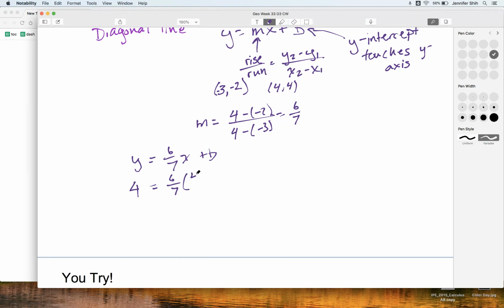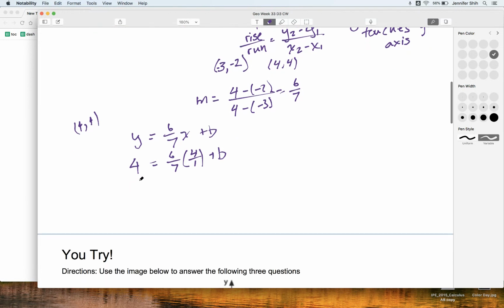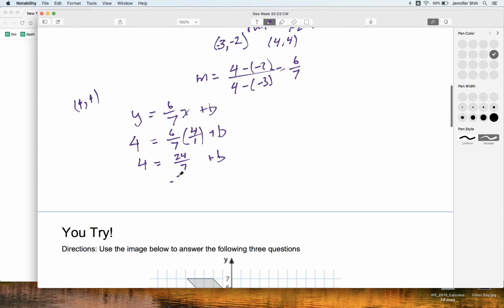All right, so I'm plugging in a point, 4, 4. So my x value was 4 and my y value is 4. So here I plugged in x for 4 and y for 4. Here we go, we're going to do some subtracting. Nope, we're going to do some multiplying. And now we're going to do some subtracting.